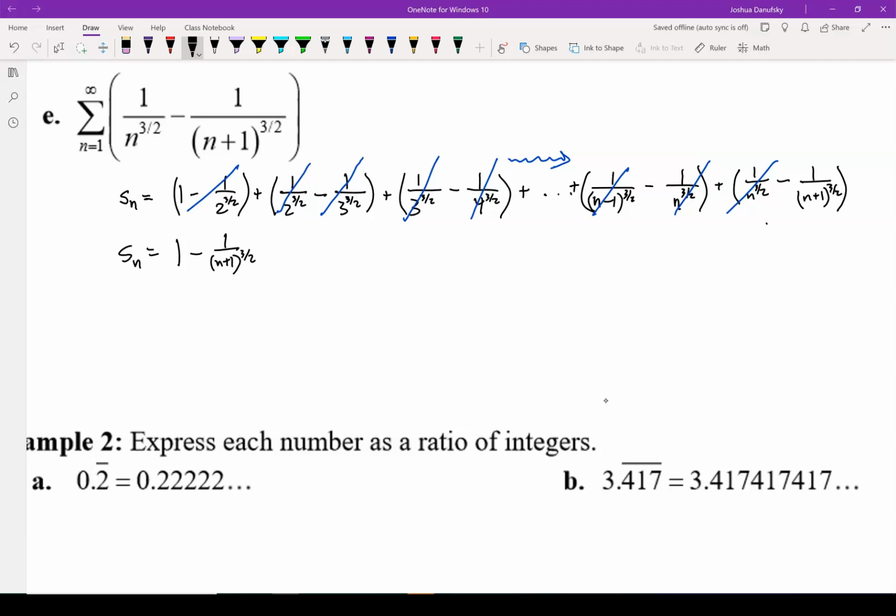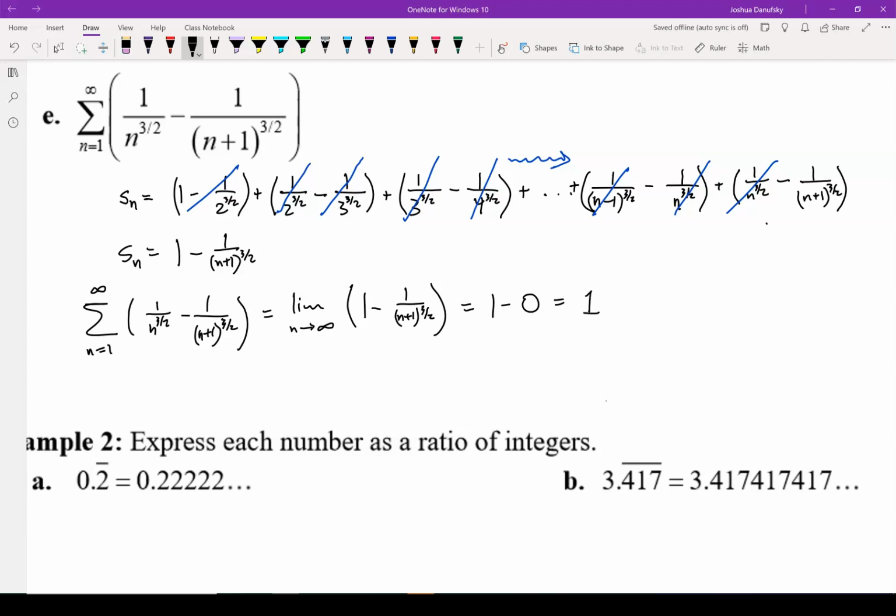Now, by definition of an infinite series, it is said to converge if the limit of the partial sums as n goes to infinity converges. That is, our original series is going to equal the limit as n approaches infinity of our nth partial sum. This limit is equal to 1 minus 0 or 1. That is the sum of this series.